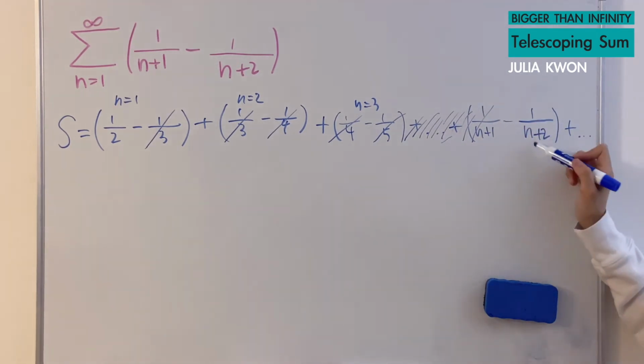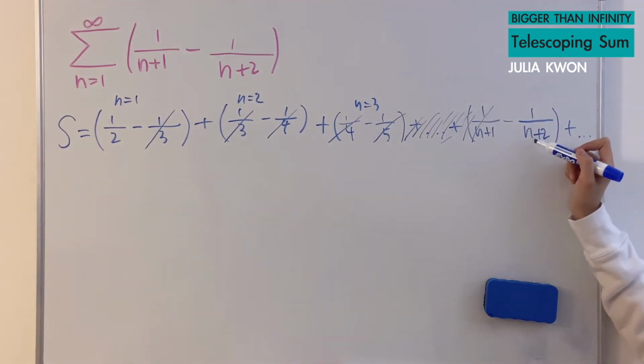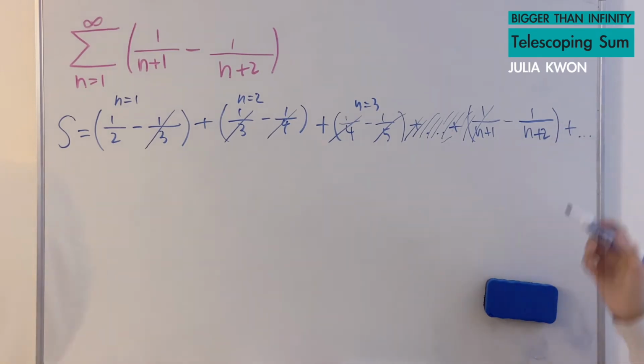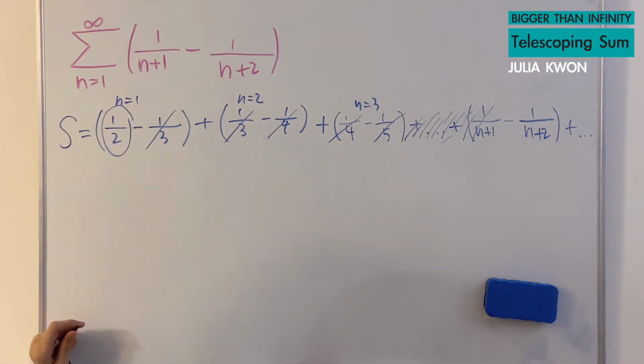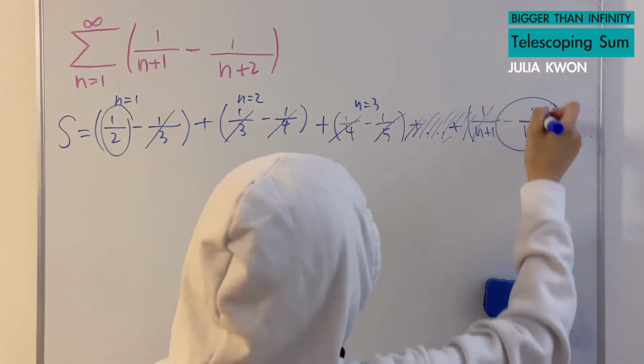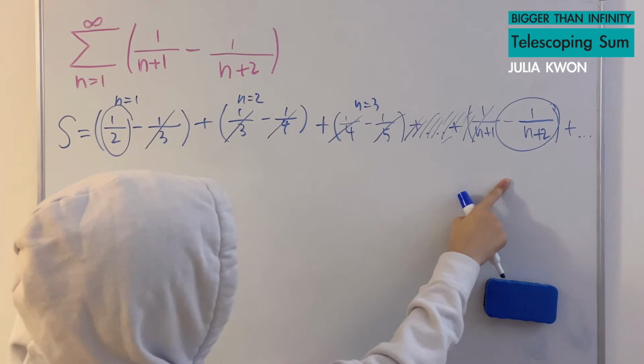And this won't cancel out since there's nothing behind it. And that's why the only thing we have left is 1 divided by 2 and negative 1 over n plus 2.